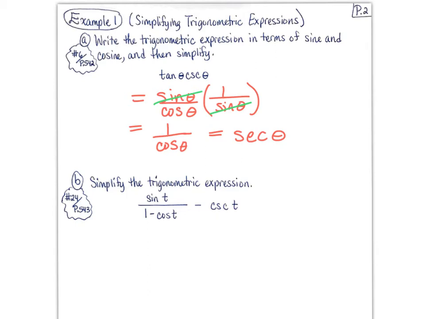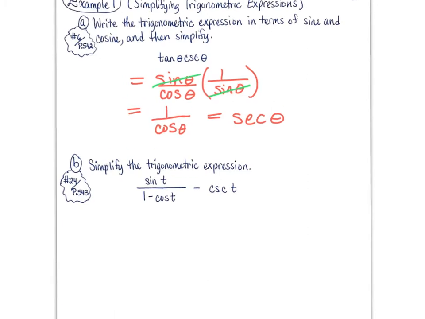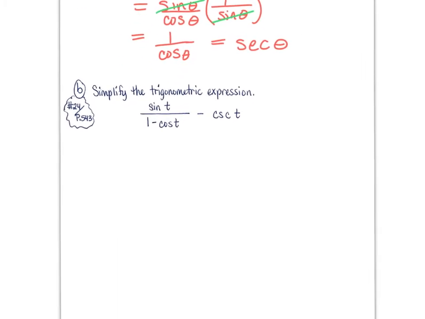Okay. In part B, we have to simplify the trigonometric expression. Here, it doesn't say put it in terms of sine and cosine first and then simplify. So we can just use whatever we know to simplify. Okay? So we have sine of t divided by 1 minus cosine of t minus cosecant of t.